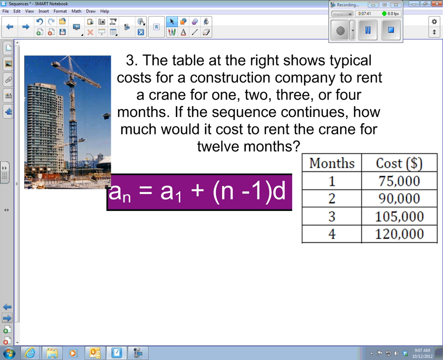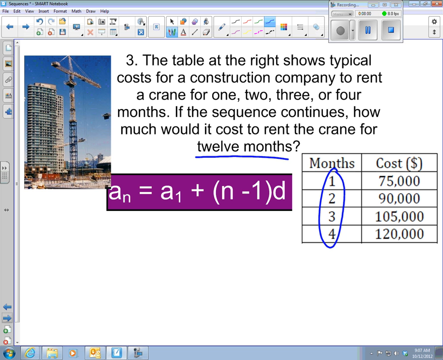The table at the right shows the typical costs for a construction company to rent a crane for 1, 2, 3, and 4 months right here. If the sequence continues, how much would it cost to rent the crane for 12 months?